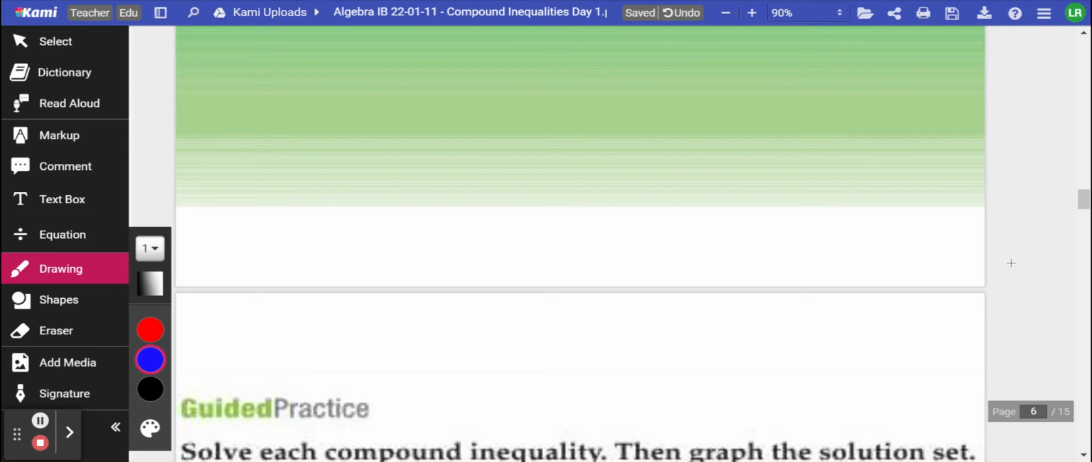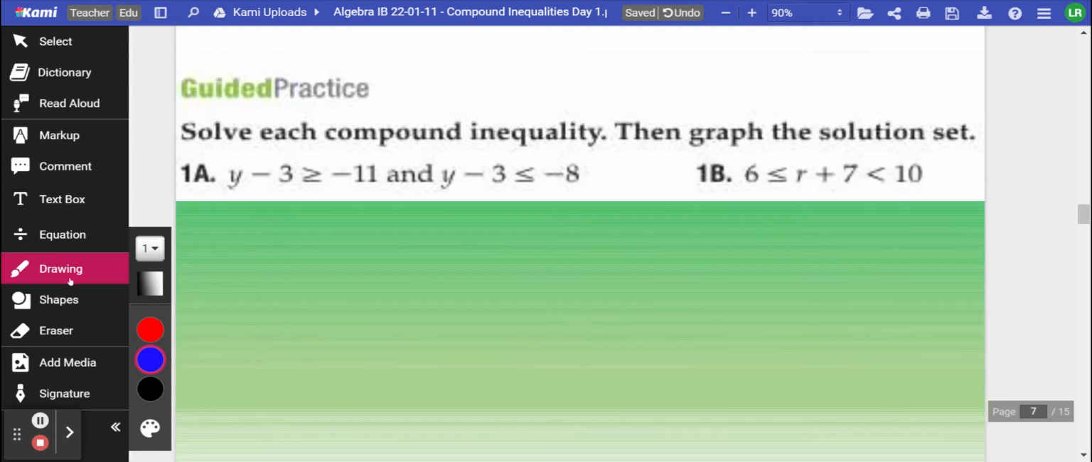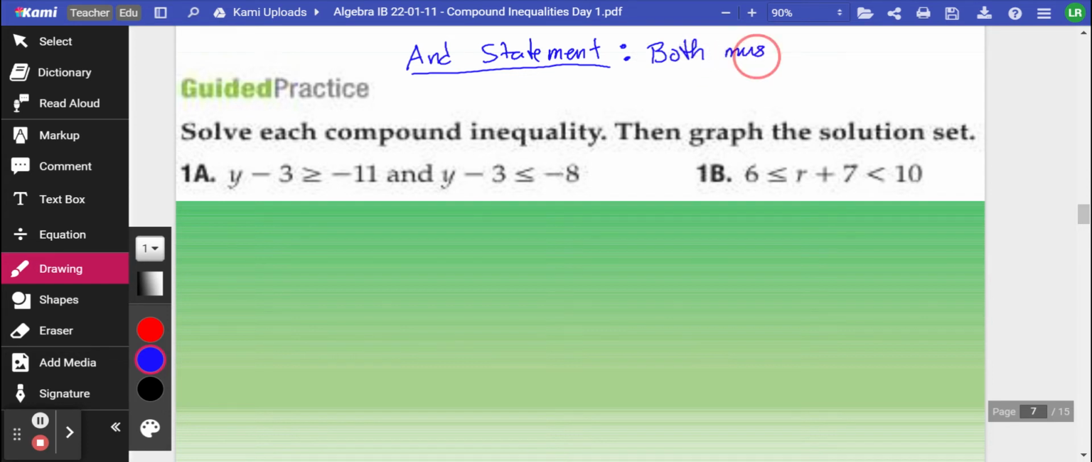So let's go ahead and look at our first type. Now, our first type, and these two are and statements. And you should be writing these down. Now, with an and statement, both parts must be true. Okay? So, when we're looking at the graph, we're going to shade where there's two lines. Okay, we're going to shade where there's two lines.